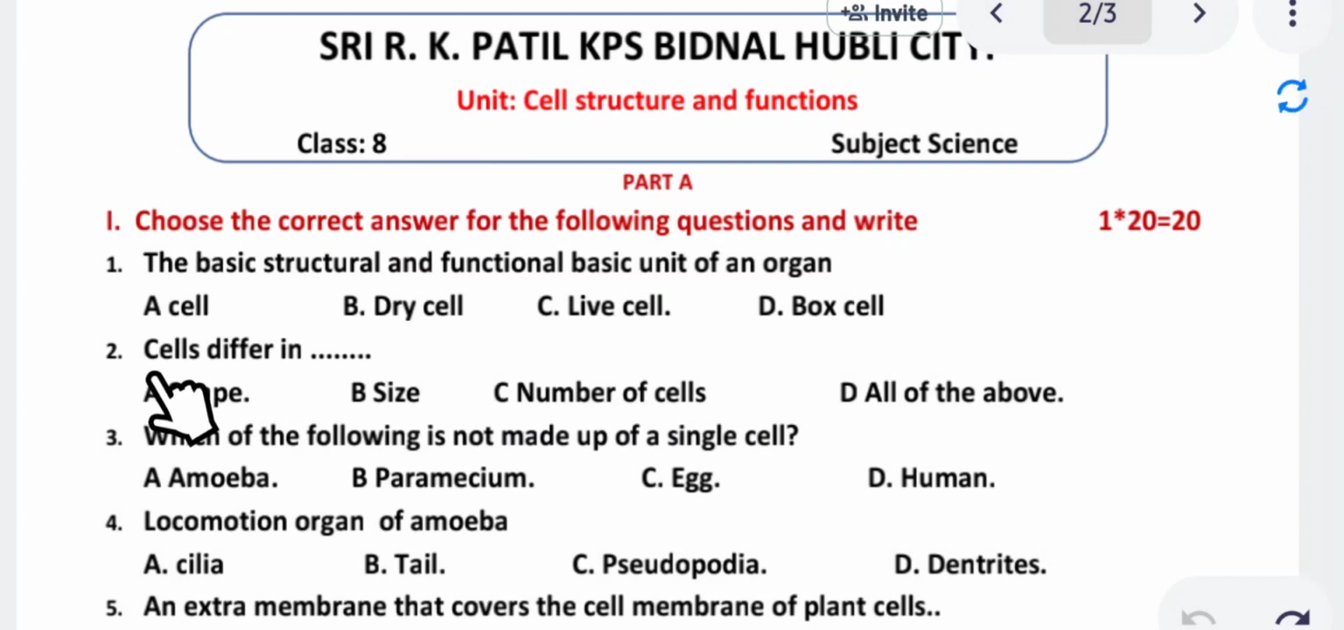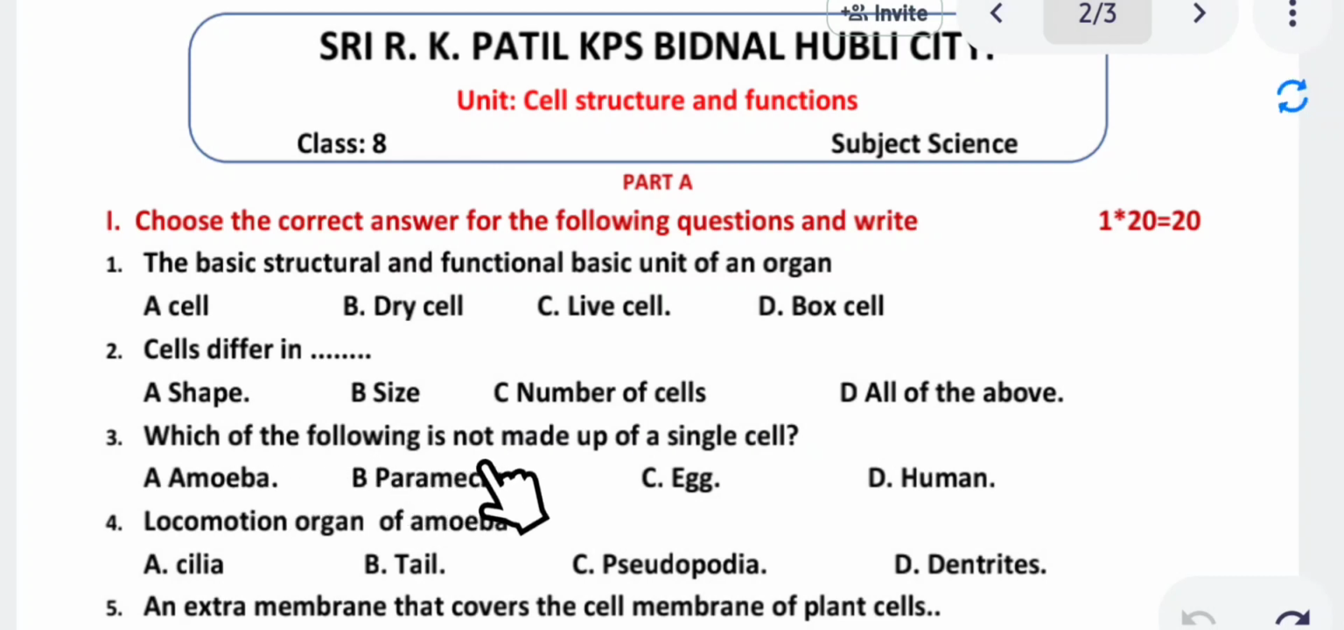Second question. Cells they differ in shape. Second option, size. Third option, number of cells. All the above. All the cells, they differ in their shape, size and number too. So the option D is the correct answer.